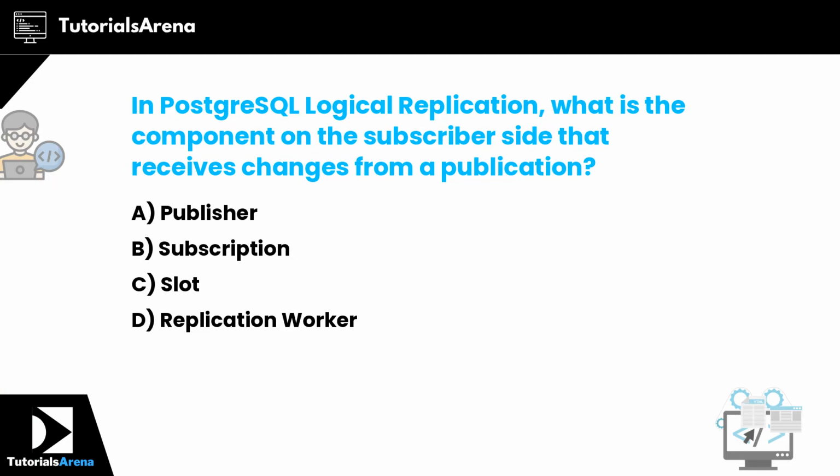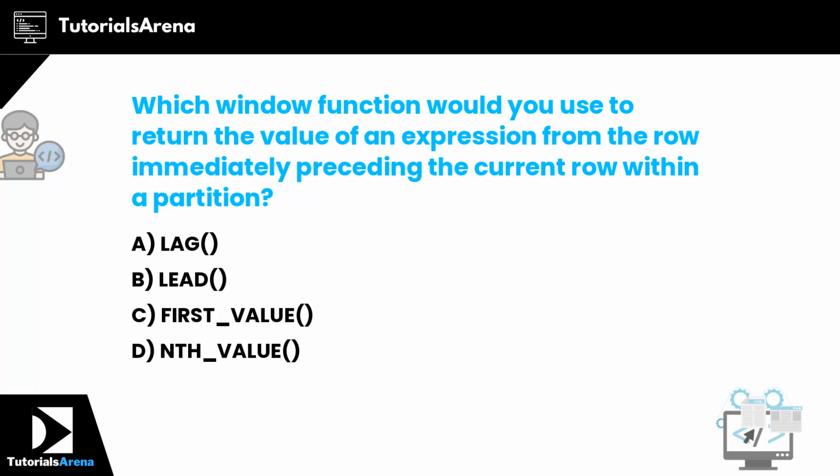In PostgreSQL logical replication, what is the component on the subscriber side that receives changes from a publication? The correct answer is option B, subscription. Which window function would you use to return the value of an expression from the row immediately preceding the current row within a partition? The correct answer is option A, LAG.